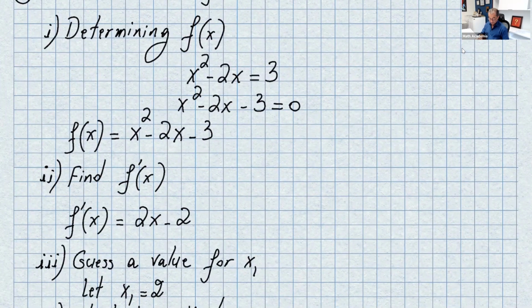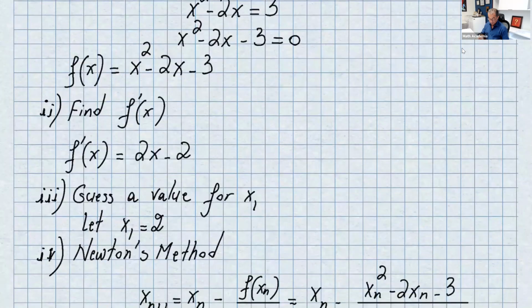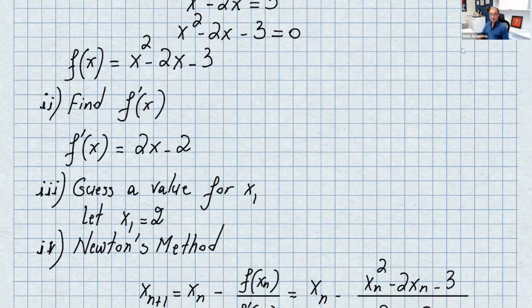Second step is to find the derivative of that function. F prime of x is 2x minus 2. And you can guess a value for x1. We know our solution is going to be 3 here, so I pick 2. And I'll show you what's the best way to pick a value.